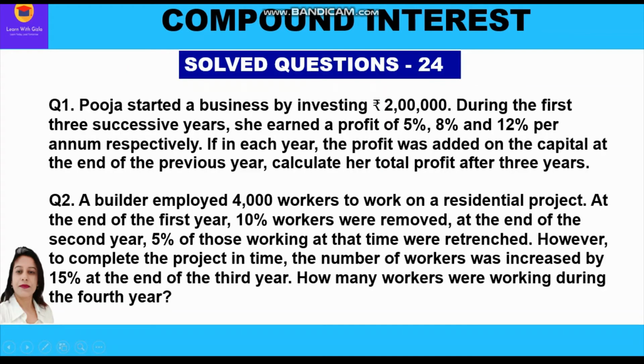Now these are the two questions which we are going to take up in this video. In case of the first question, there has been an increase every year in terms of profit earned by Pooja. Now in case of the second question, there has been both decrease as well as increase in the form of removal, retrenchment or hiring of workers. So accordingly, we will put signs in the formula. For the increase, we shall put plus sign, and for the decrease, we shall put minus sign. So now let's start with the first question.